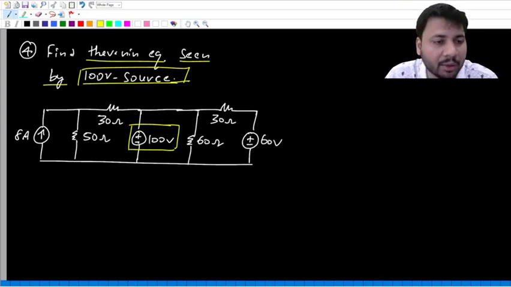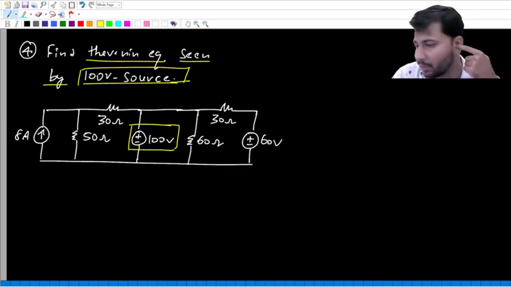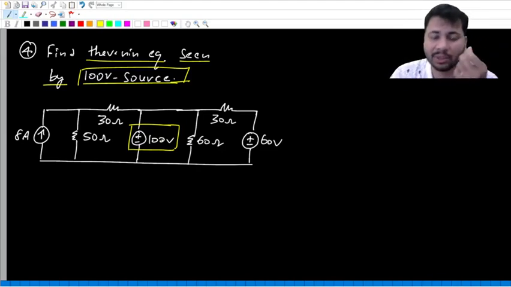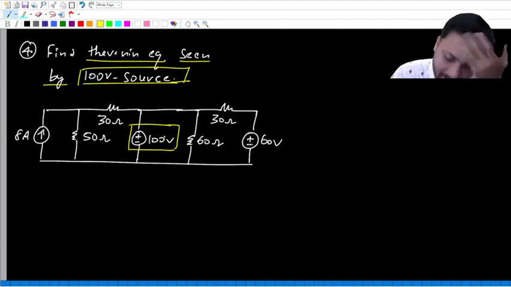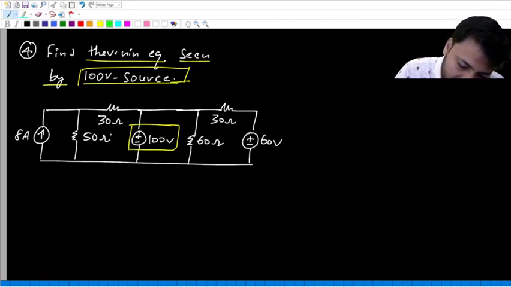So with respect to the 100 volt source, you have to replace the remaining network. With respect to the 100 volt source, you should replace what? The remaining network with a single voltage source in series with a single resistance. That is the meaning of finding the Thevenin equivalent seen by the 100 volt source. That means the entire remaining network.